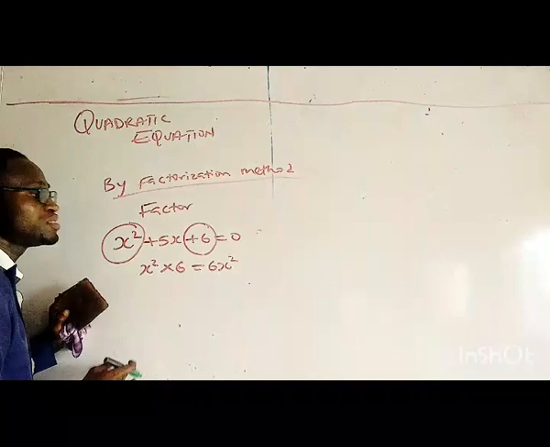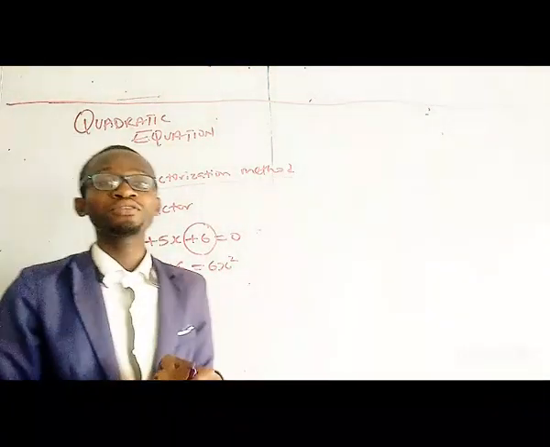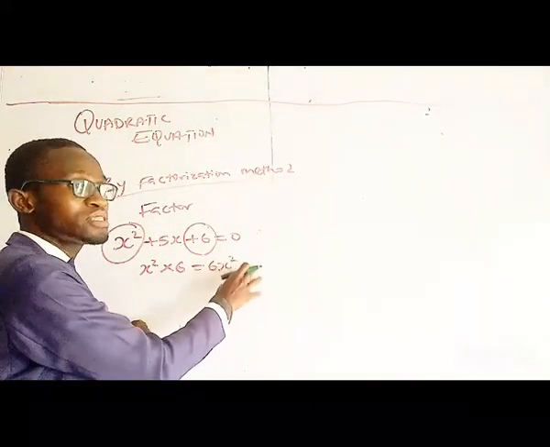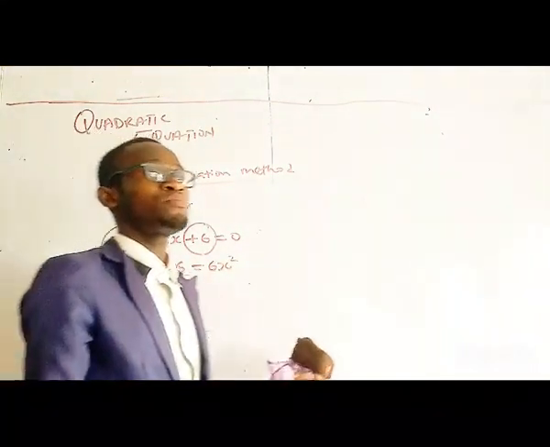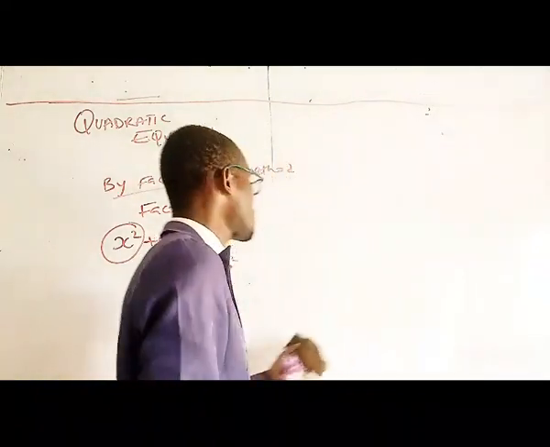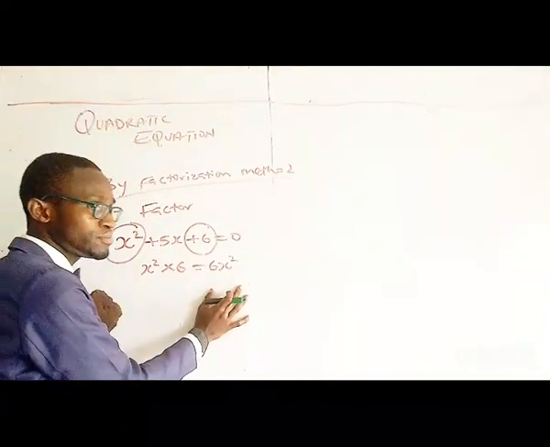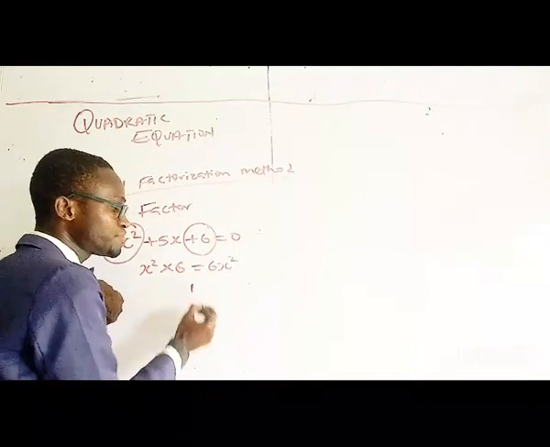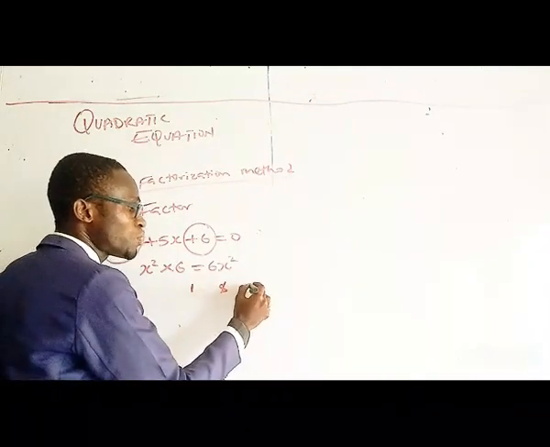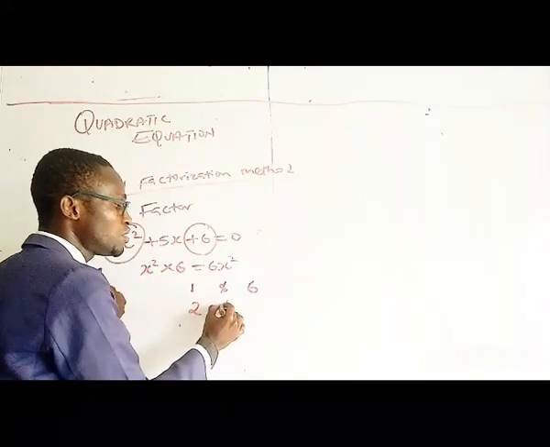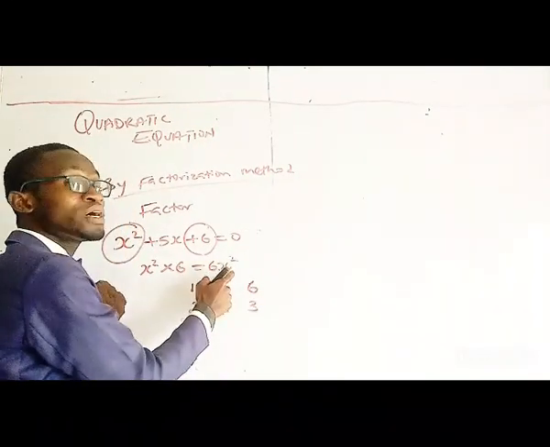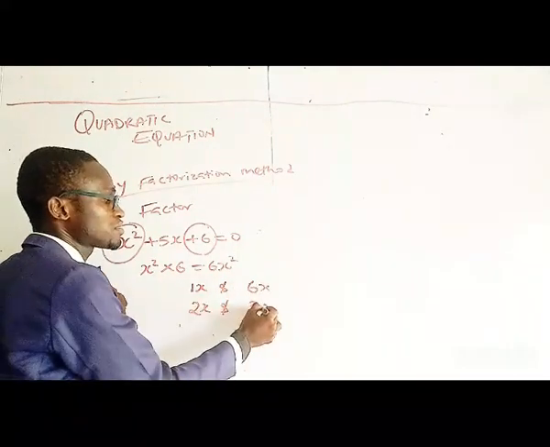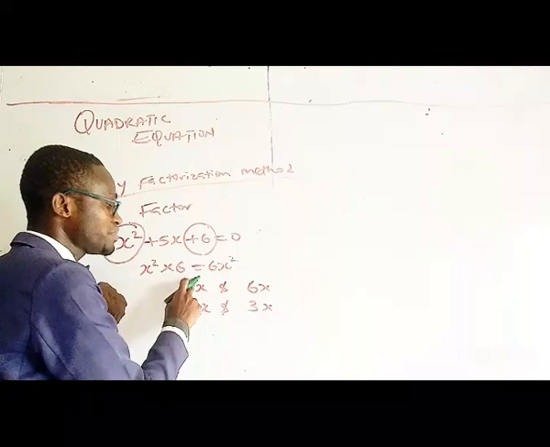Now x squared times 6 is going to give us 6x squared. Now the next thing we are going to do, since we are making use of the factorization method, we ask ourselves, what are the factors of 6x squared? So the factors are those two things that will multiply themselves to give us 6x squared. Now, what are the factors of 6? The factors of 6 are 1 and 6, 2 and 3. What are the factors of x squared? The factors of x squared are x and x. So 1x is the same thing as x.